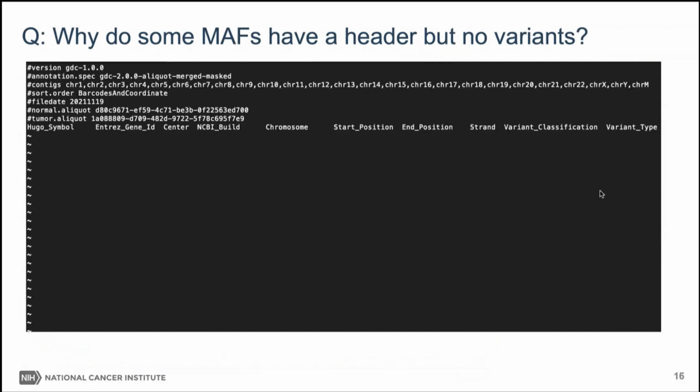Next question. Why do some MAF files have a header but no variants? This is an open access MAF here that came from the portal, and you can see that we have the header, which are a bunch of things that start with a pound sign, and then the column headers are there, and there is nothing underneath them.